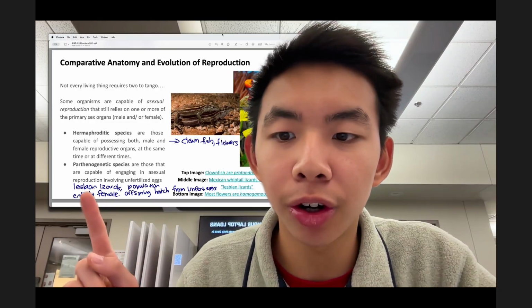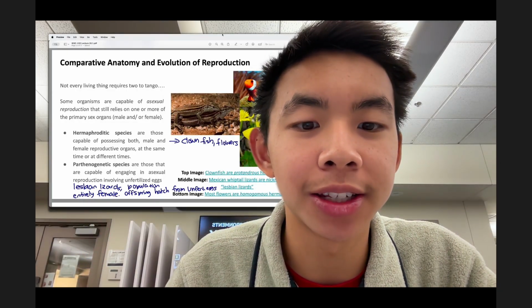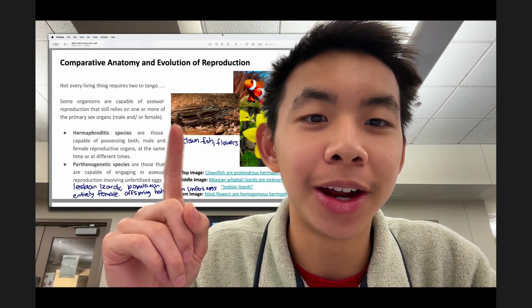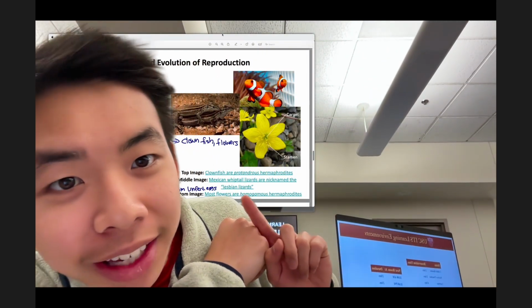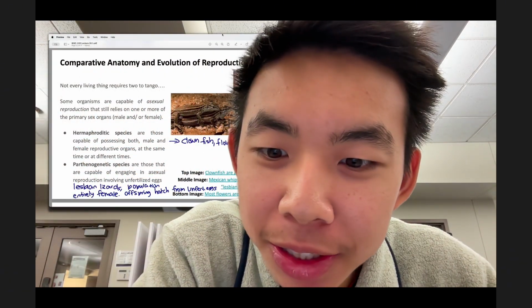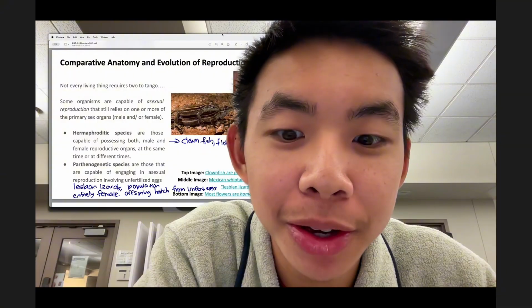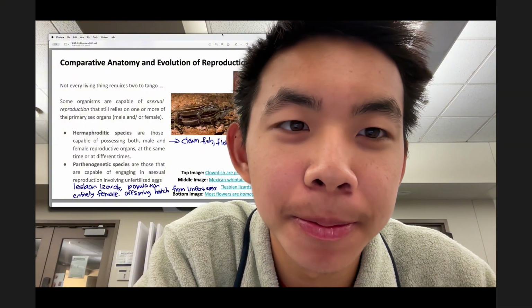Parthenogenic species are those capable of engaging in asexual reproduction involving unfertilized eggs. I don't know this at all, but these lizards are called Mexican whiptail lizards, nicknamed lesbian lizards. Their population is entirely female, and their offspring hatch from unfertilized eggs.